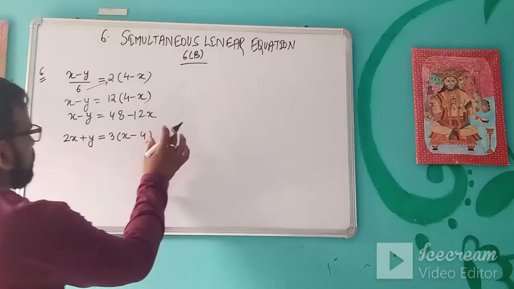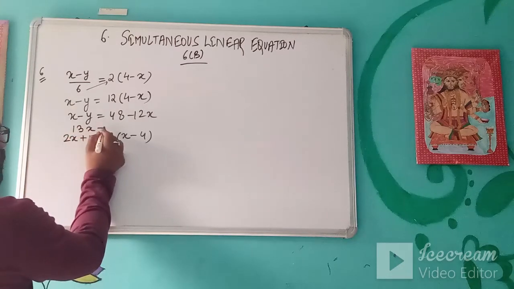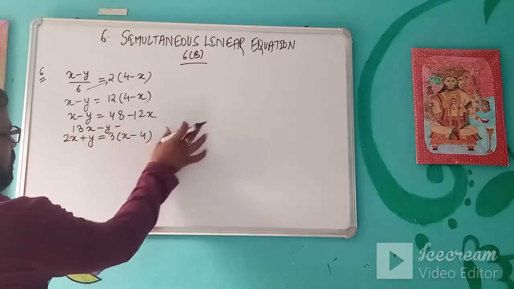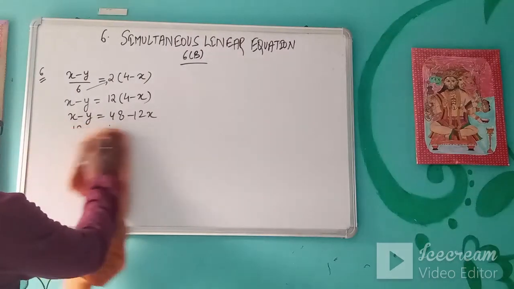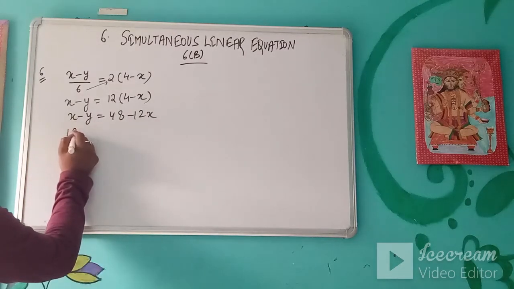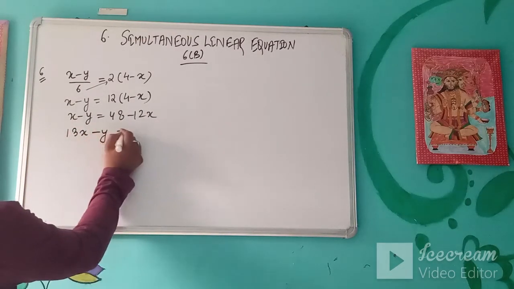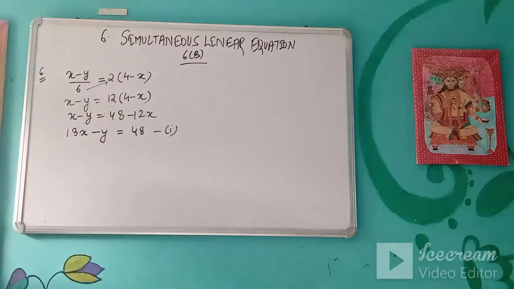So finally what we will get? We will get 13x minus y is equals to 48. So this will be my first equation.